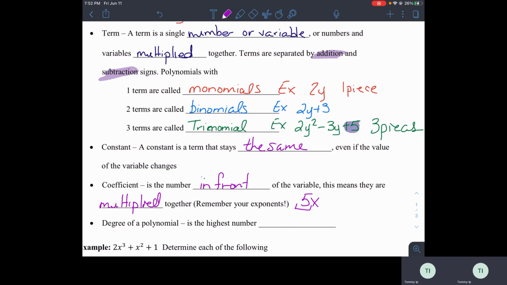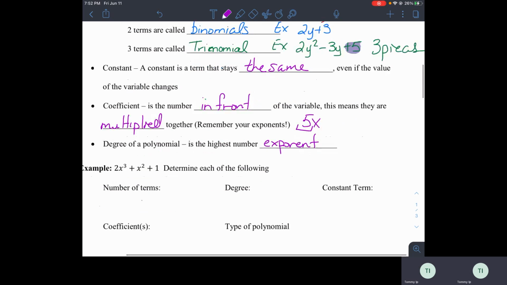And the degree of the polynomial is the highest exponent. So if we have x squared plus x, I know this is a 1. My highest exponent is 2. So that means the degree of the polynomial would be 2.